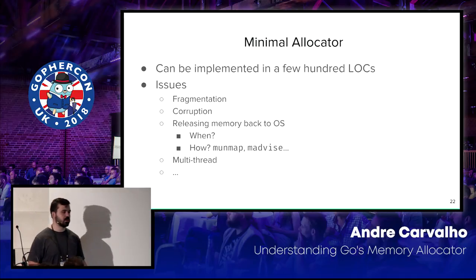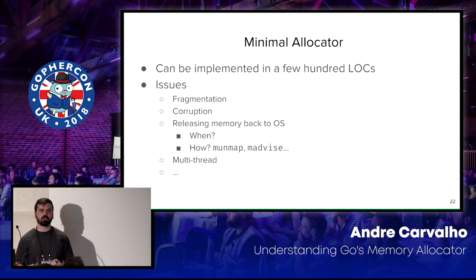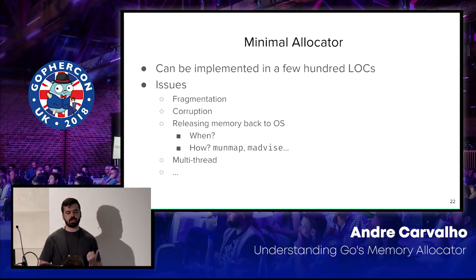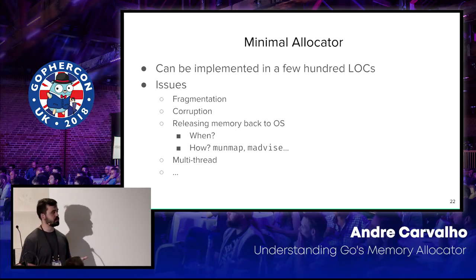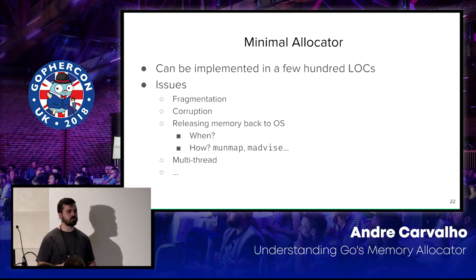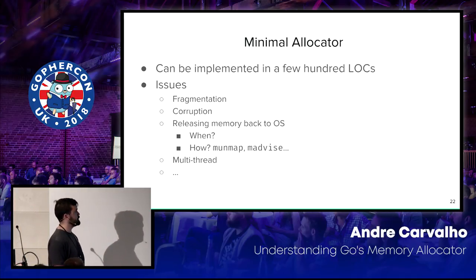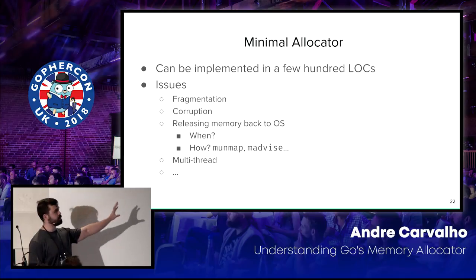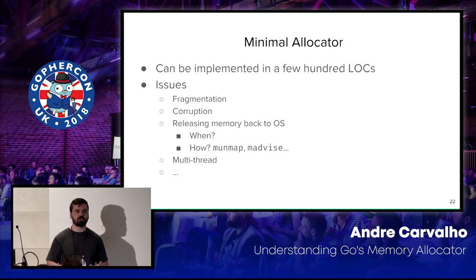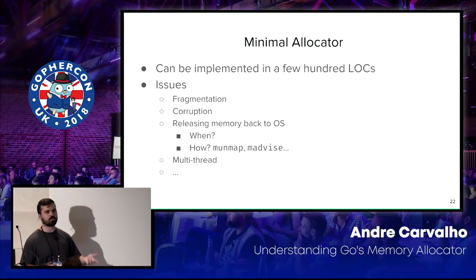So this minimal allocator can be implemented in a few hundred lines of code. This is actually the one that I used for the exercise in that book that I mentioned. But it has a few issues that we didn't try to solve. So the first issue is fragmentation. A real memory allocator is going to solve these issues, or most of them.